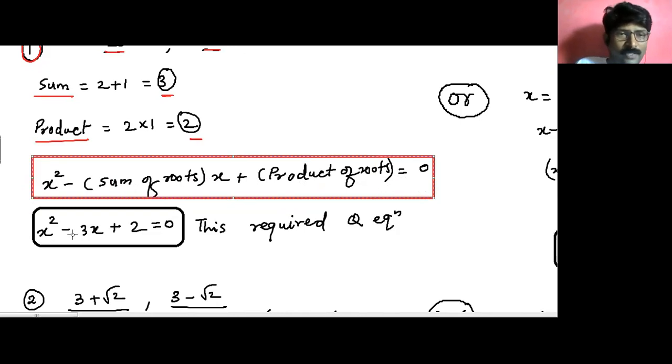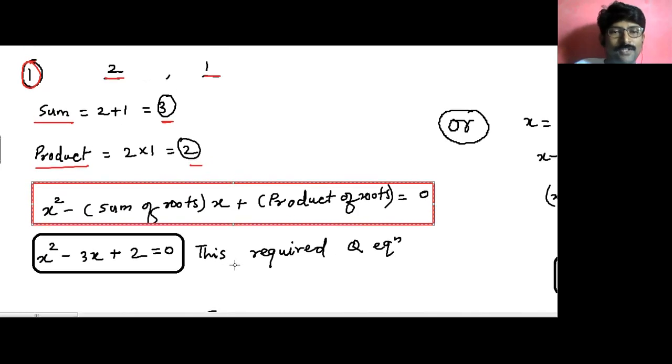x square minus, what is the sum of the roots? Sum of the roots is 3. So minus 3x. Why minus 3x? Because the negative sign was there. Sum of the roots was 3 into x. So therefore minus 3x. And what is the product of the roots? Product of the roots is 2. So what is the quadratic equation? x square minus 3x plus 2 is equal to 0. This is the required equation. I hope, students, you understood this perfectly, isn't it?